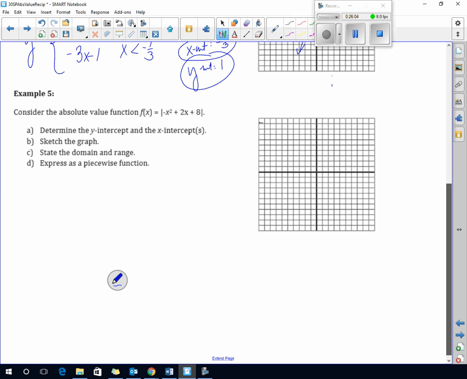Take out the negative, bracket x squared minus 2x. Leave a space, plus 8. Anybody get lost there?